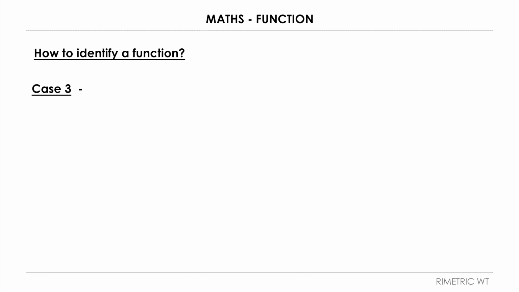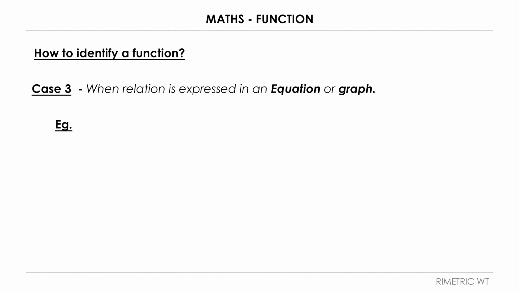The final case is when the relation is expressed as an equation or a graph. When the relation is given as an equation, we check whether a single value of x can produce more than one value of y. If that is possible, then the equation does not represent a function. Let's look at a linear and a nonlinear example.